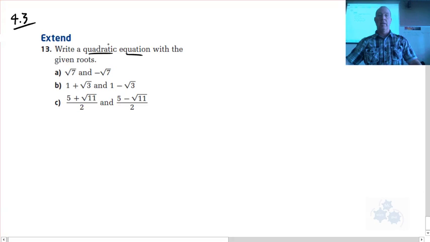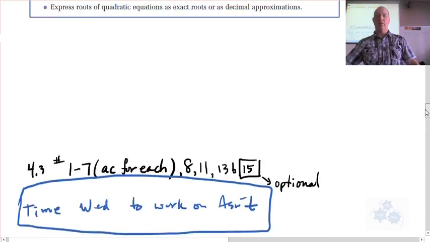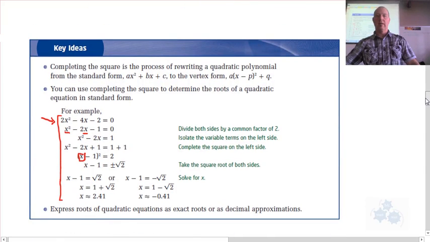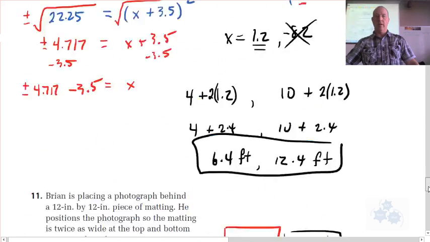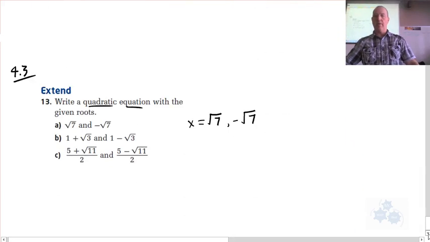With the given roots, in part A, x equals root 7 and negative root 7. So if we work backwards, just like we did earlier in the chapter, if these are the roots right here, then those came from an equation. So we need to put those roots back into it. That's a little tough one to actually do an example for, but anyways, let me show you.